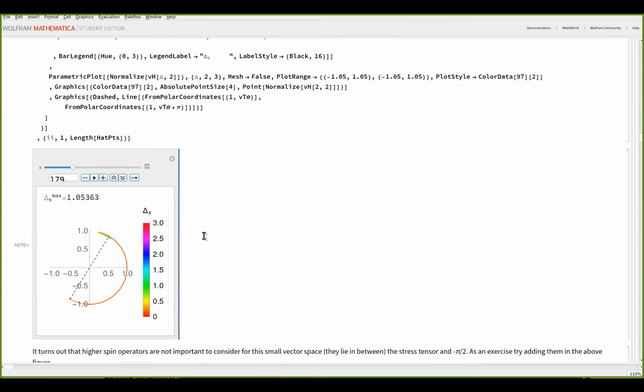I have a question. In this example, what sets the dimensionality of the vector space is the number of points we are evaluating the conformal block on, is it? Yes. Okay.